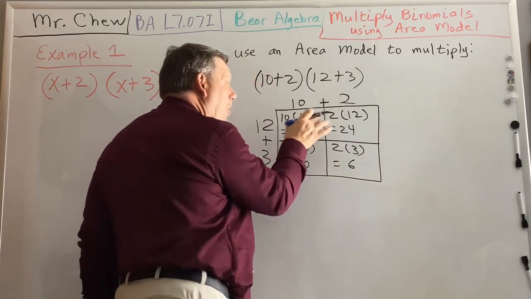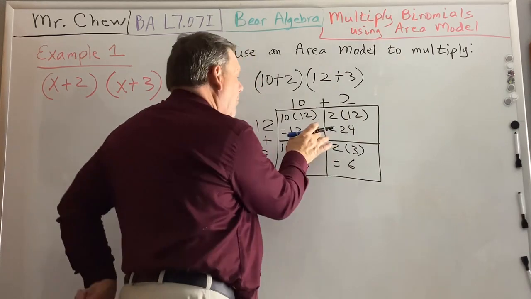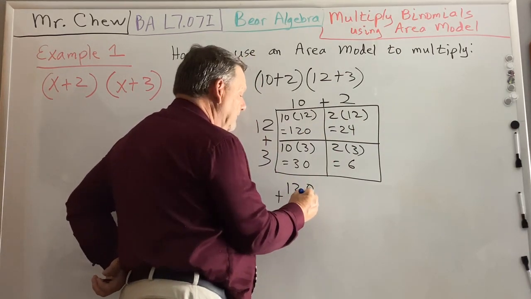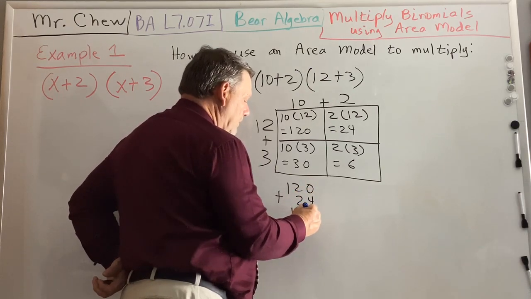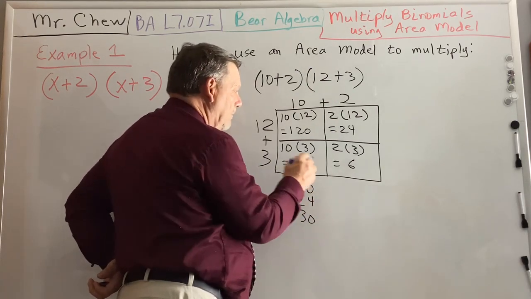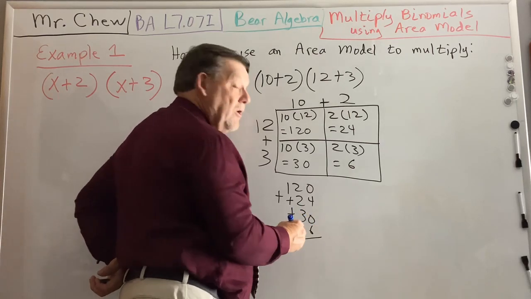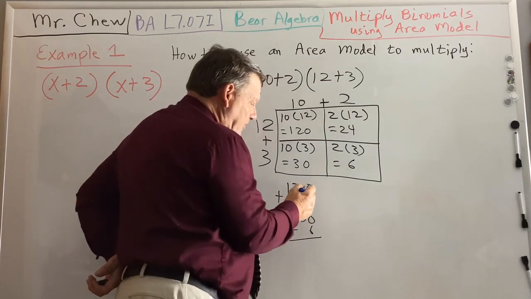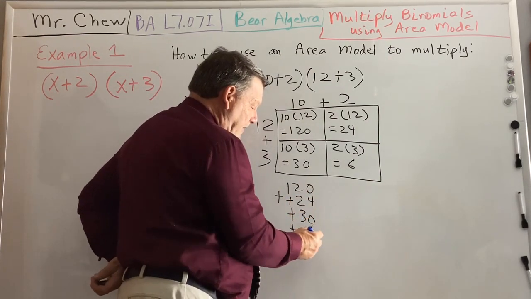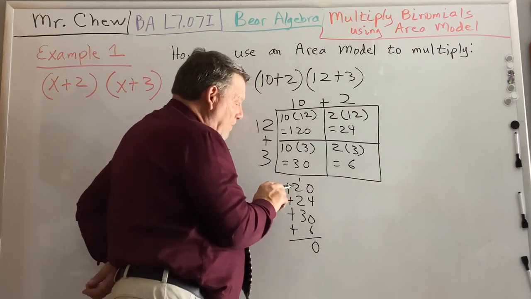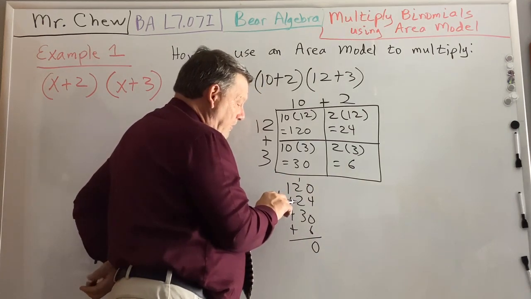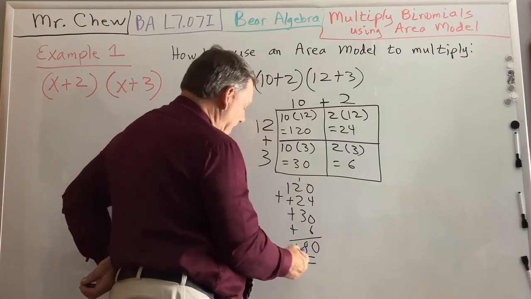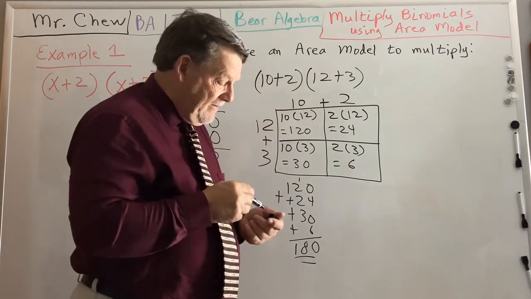And then if I take all of these individual little rectangle products and add them up, what do you think I'm going to get? I better get 180. Let's see if I do. 0 plus 4 plus 0 plus 6 is 10. Carry the 1. 1 plus 2 is 3. Plus 2 is 5. Plus 3 is 8. 180. And I did. Okay.